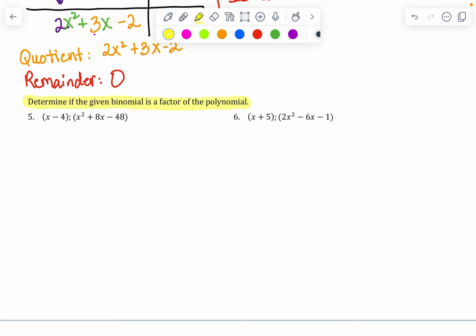Okay, this next section is about the same thing. The problems are just shorter and in a different order. So you're still going to take your divisor and set it equal to 0.